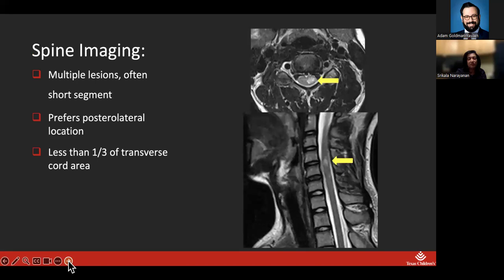And on the spine, you can have multiple lesions. These are often short segment, preferentially posterolateral, and they tend to involve less than 1/3 of the transverse cord area. So here are some typical spine lesions in multiple sclerosis. They're well circumscribed, very short segment, and discrete, often posterolateral, kind of wedge shaped. So these are not longitudinally extensive or transversely extensive as we see in MOG or NMO spectrum. That's important to keep in mind.